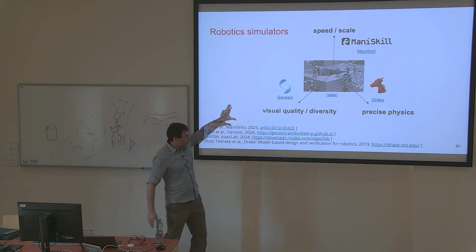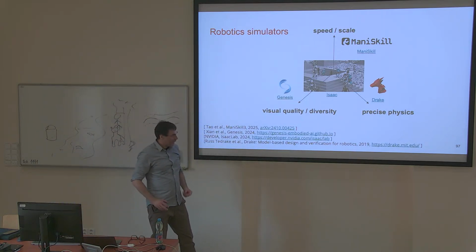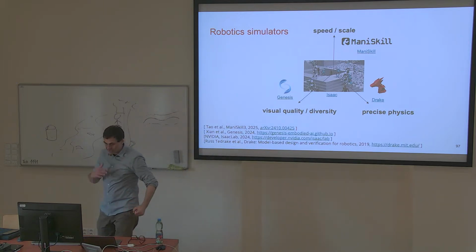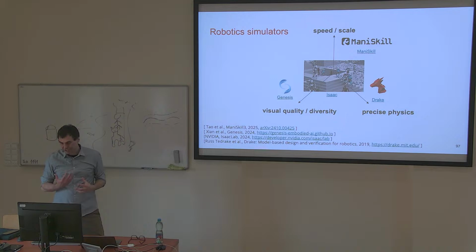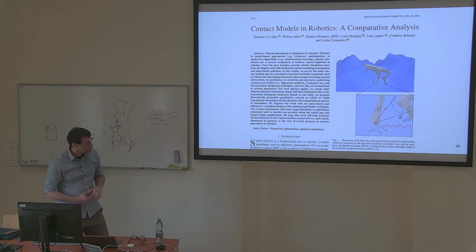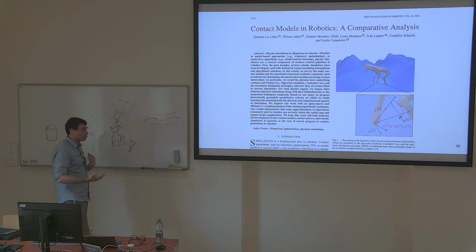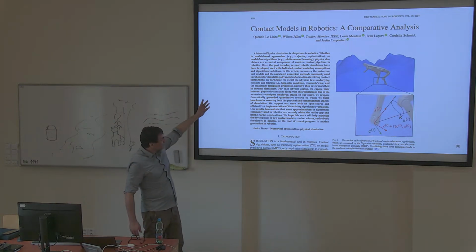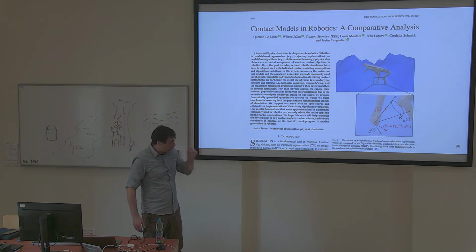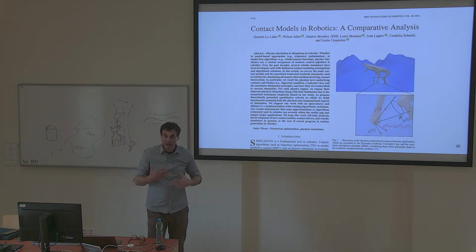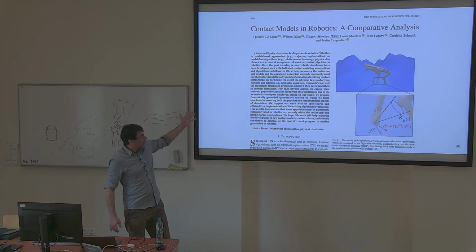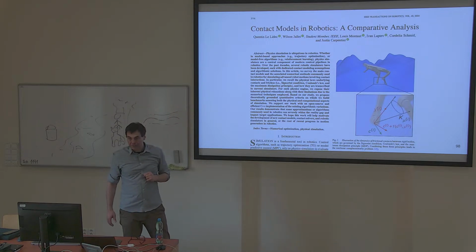There are different ones with different properties, and there is a lot of progress to make it more photorealistic and to make the physics better. We also use them. But I do want to mention it's not a solved problem. Justin Carpentier, our colleague from Paris, is working on building a simulator, making the physics more accurate. This is a paper comparing different contact models for robotics.